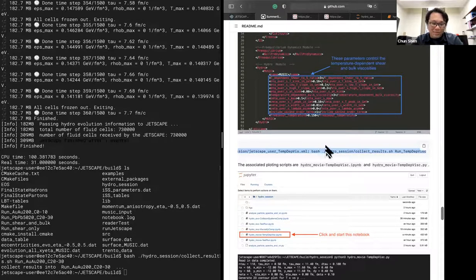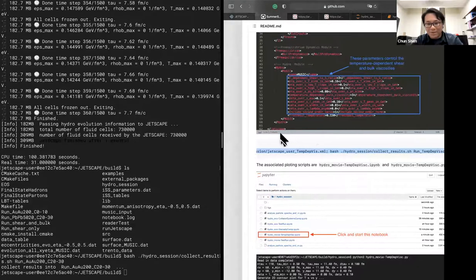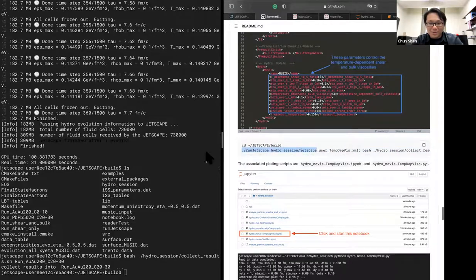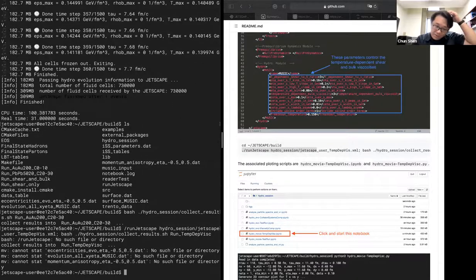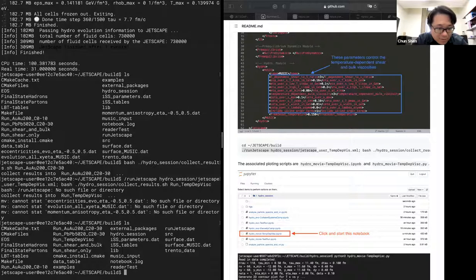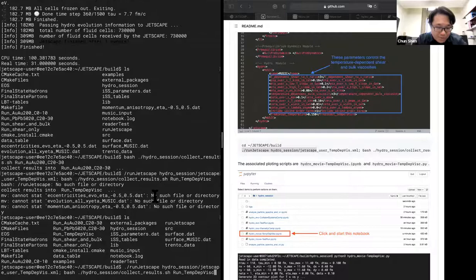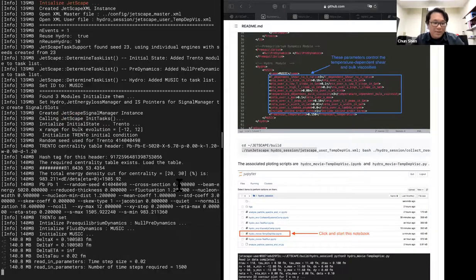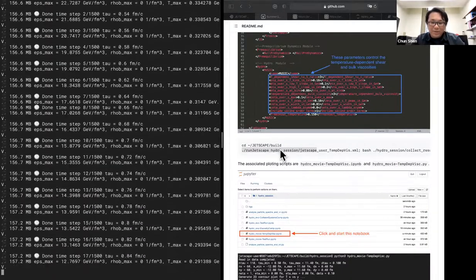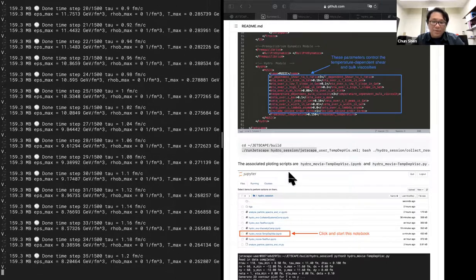But as an exercise for you to just run with this type of temperature dependent bulk viscosity, you can copy paste this command and just run it in your build folder. Sorry, got the error. Oops, I missed the dot here. So you can just copy paste the command and then start to run.